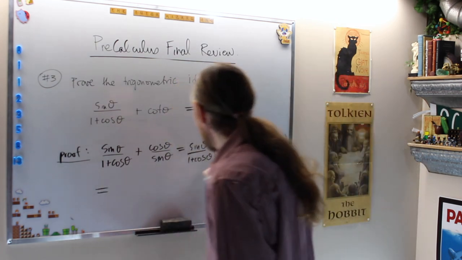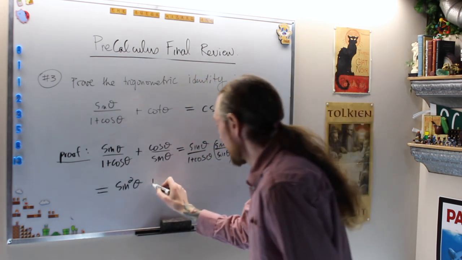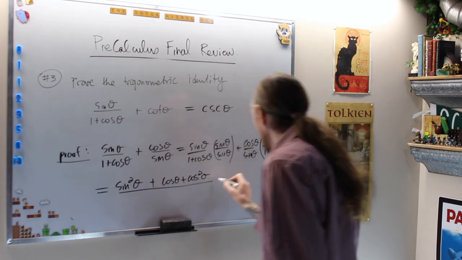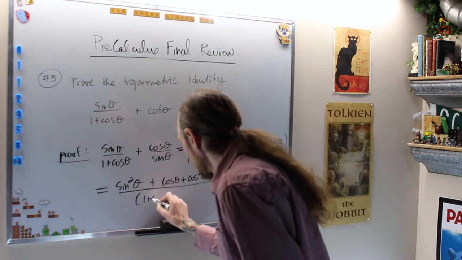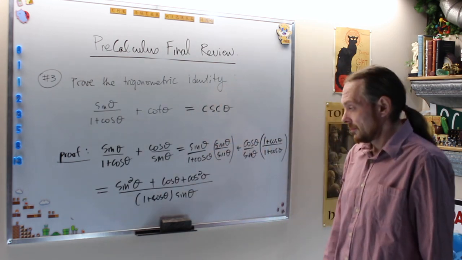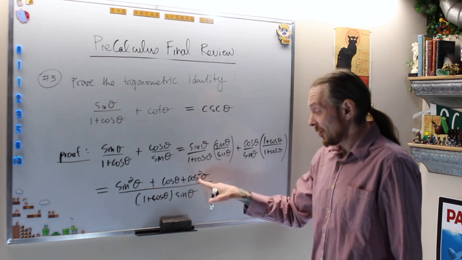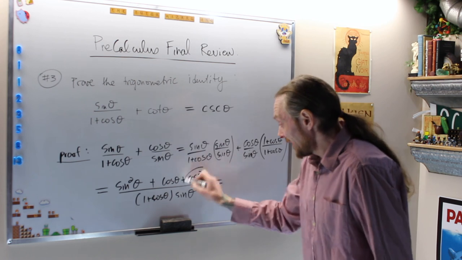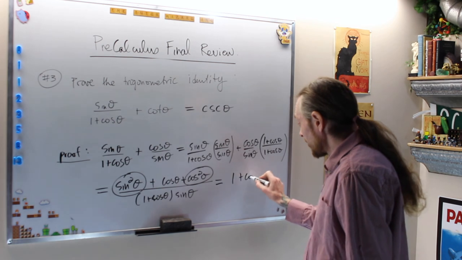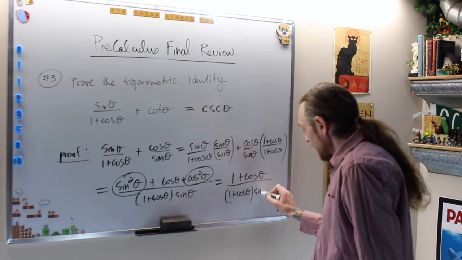Let's simplify. This gives me, on the top, I get sine times sine, which is sine squared theta, plus cos theta plus cos squared theta on the top, over 1 plus cos theta times sine theta. What does that give me? I'm now going to use the Pythagorean identity. Sine squared plus cos squared is 1. So I see that immediately. These two guys equal 1. Cos squared plus sine squared equals 1 for any angle. So this gives me 1 plus cos theta over 1 plus cos theta times sine theta.